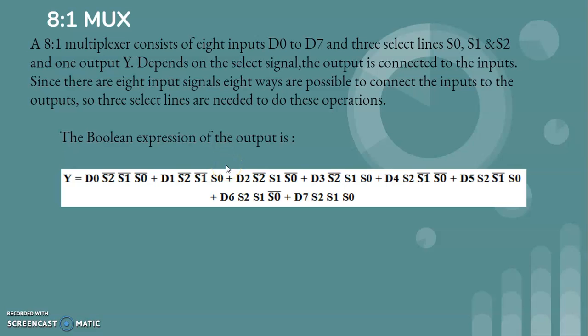Output expression for 8:1 mux is D0 S2 bar S1 bar S0 bar plus D1 S2 bar S1 bar S0 plus D2 S2 bar S1 S0 bar plus D3 S2 bar S1 S0 plus D4 S2 S1 bar S0 bar plus D5 S2 S1 bar S0 plus D6 S2 S1 S0 bar plus D7 S2 S1 S0.